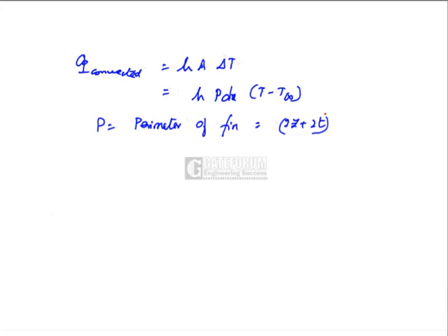In fact, when you are writing HA delta T or the Newton's law of cooling, A should be the area of contact between the surface of the element and the fluid, which is nothing but P, that is perimeter of the fin, into dx, that is the length of the fin. P dx shall give the area of contact of the element with the fluid, and T is the temperature of the fin at that element.